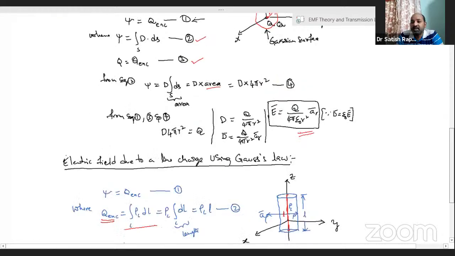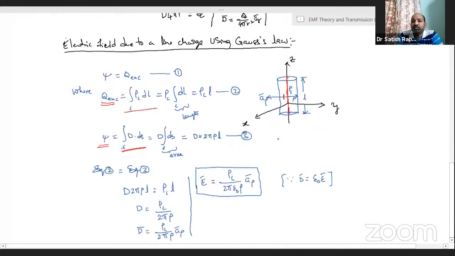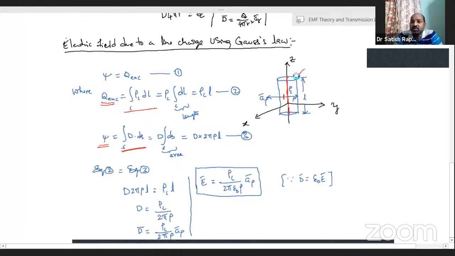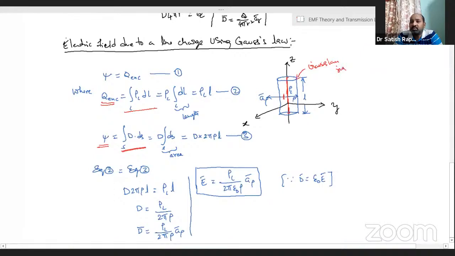In a similar way, we have also discussed electric field due to a line charge. A line charge is considered along the z-axis, and a cylindrical Gaussian surface is assumed. So this is the Gaussian surface. The cylindrical Gaussian surface is assumed, and the radius of the cylinder is rho.